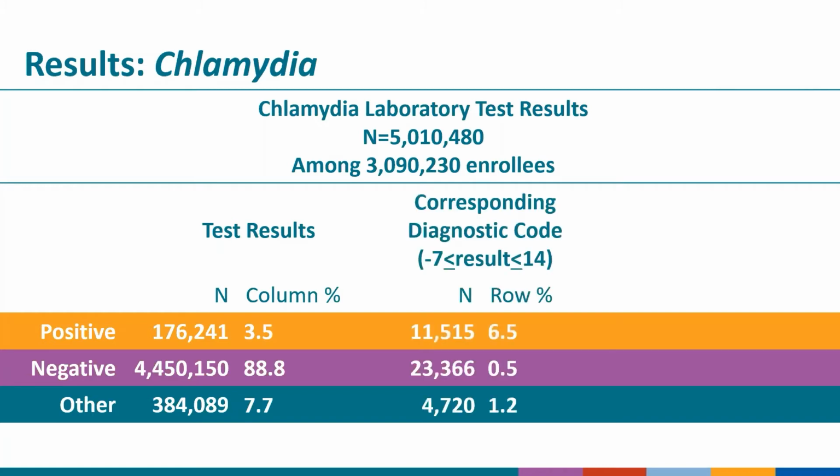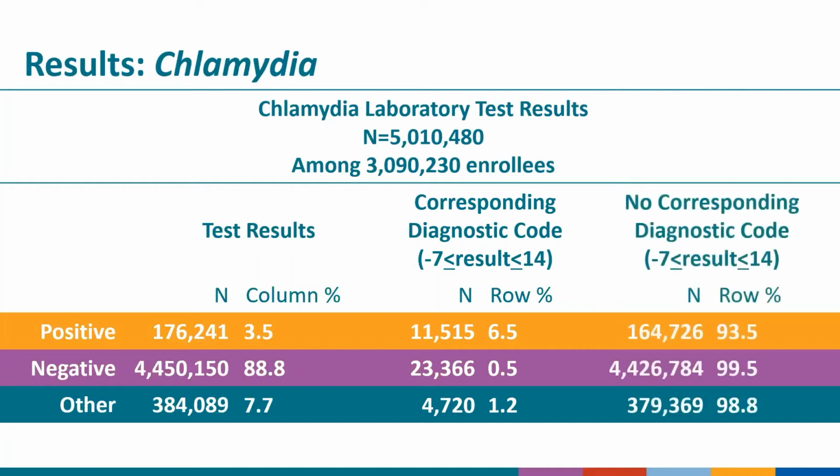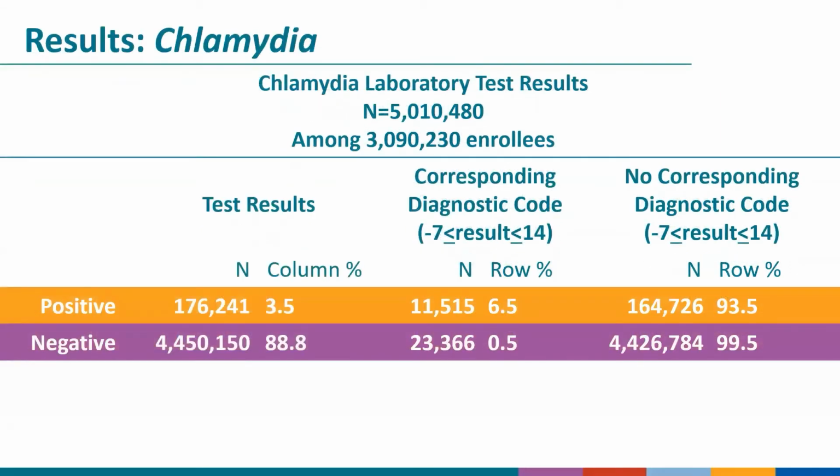We identified a corresponding chlamydia diagnosis code within that 21-day period for 6.5% of all positive chlamydia test results, 0.5% of the negative test results, and about 1% of the other chlamydia test results. 94% of the positive chlamydia test results did not have a corresponding diagnosis code within the 21-day period of interest. And about 99% of both the negative and other test results did not have any diagnosis codes within the surrounding 21-day period. We removed the other test results in order to calculate our validity measures.